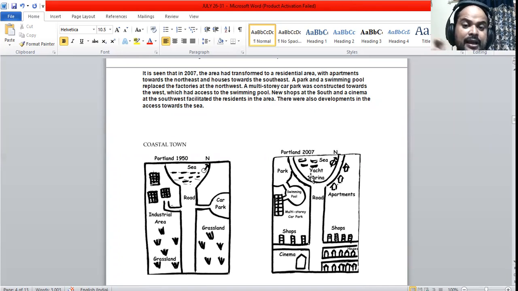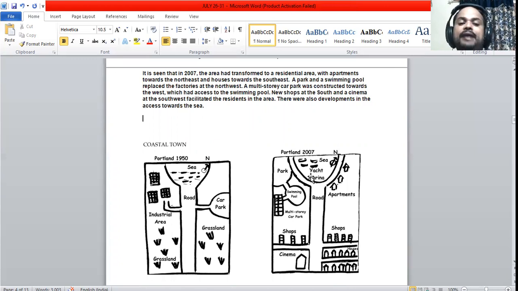Now I can say a park and a swimming pool replaced the factories. There were factories, now it has been replaced with a park and a swimming pool. A multi-story car park was constructed towards the west, which had access to the swimming pool.